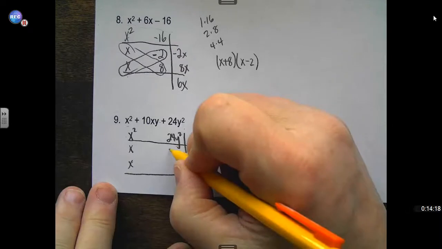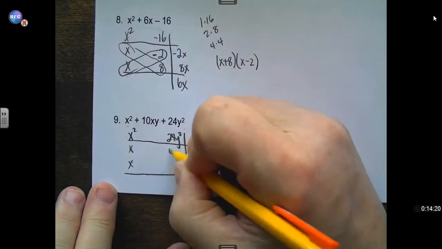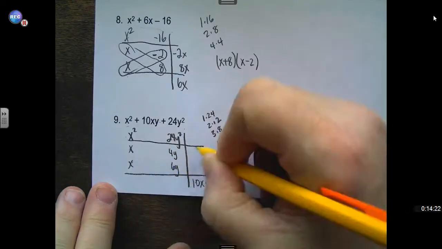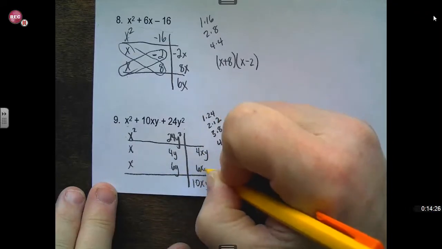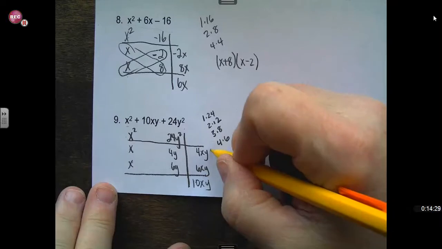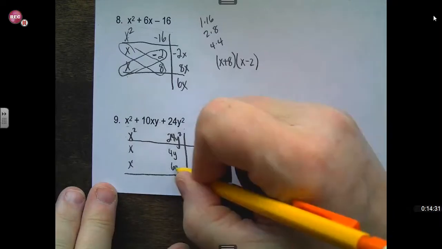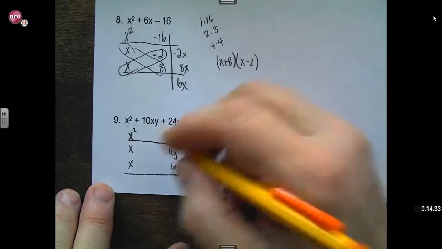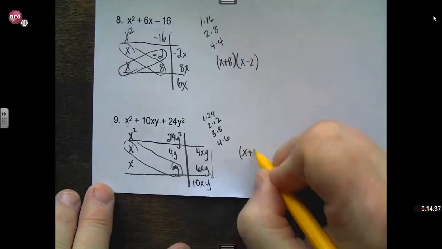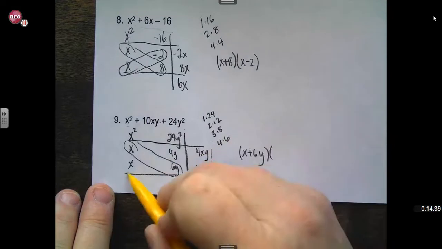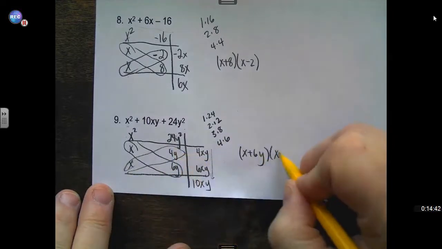Now instead of just writing 4 and 6, I'm going to write 4y and 6y. And when I multiply across, I get 4xy and 6xy. And when I check it, I add down, that works. That times that, everything works. So my answer is the quantity x plus 6y times the quantity x plus 4y.